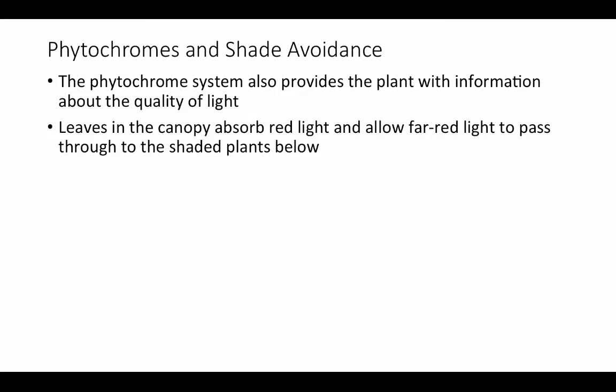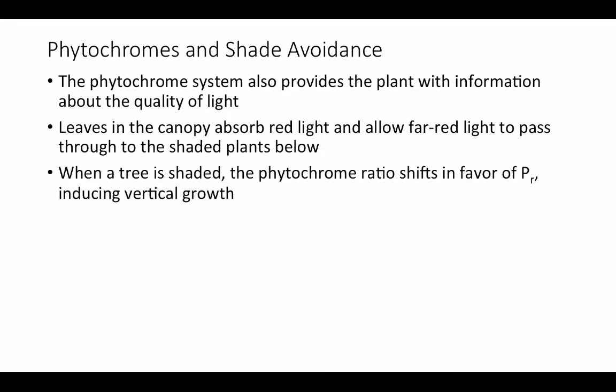So leaves in the canopy absorb red light. They do this for photosynthesis, and they allow far red light to pass through to the shaded plants below. So if you're under one of these trees and you're being shaded, you're getting less red light because it's absorbed by the leaves above you, and more far red light. So when that happens, when a tree is shaded, the phytochrome ratio shifts in favor of phytochrome red. So it's absorbing far red light and changing to the PR conformation. And that's going to induce vertical growth to try to get that tree or plant up higher than the tree or plant that's shading it. And this is called the shade avoidance response.